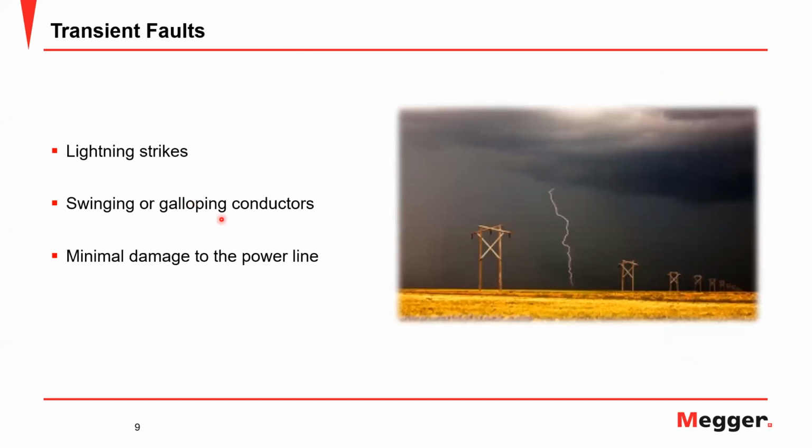Transient faults are events such as lightning strikes, conductors slapping together, things like this. Overhead lines are susceptible to these things on a daily basis. Most transmission lines actually have a static shield wire that goes on top of the conductors that helps reduce the lightning strikes, but they still see a fair amount of it. In this situation, generally speaking, and there are plenty of exceptions, damage is somewhat minimal and sometimes even non-existent.